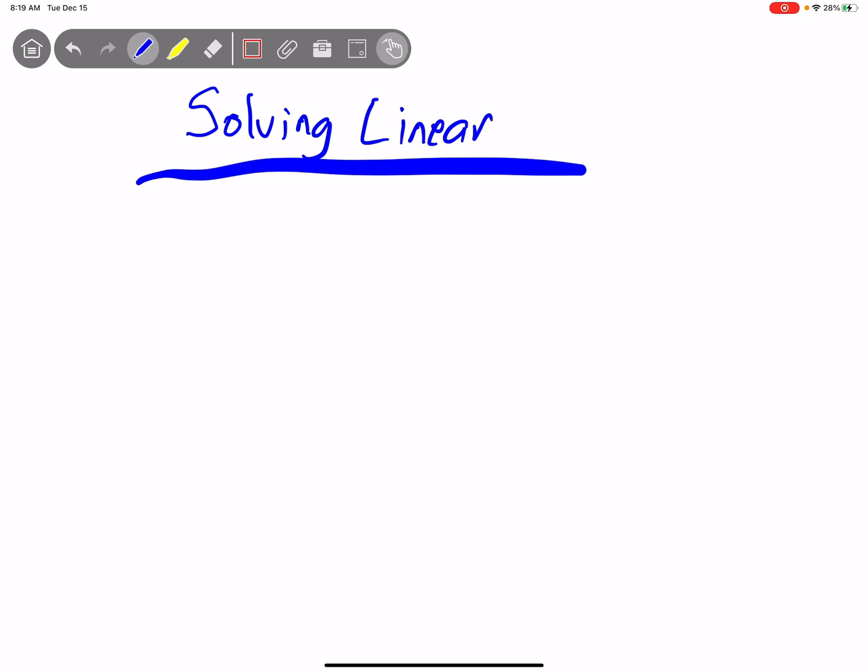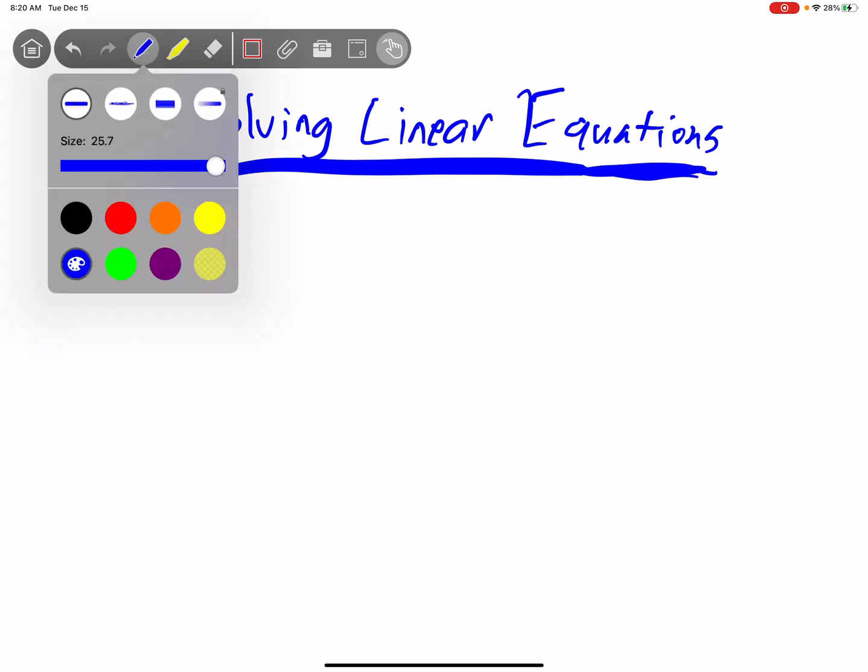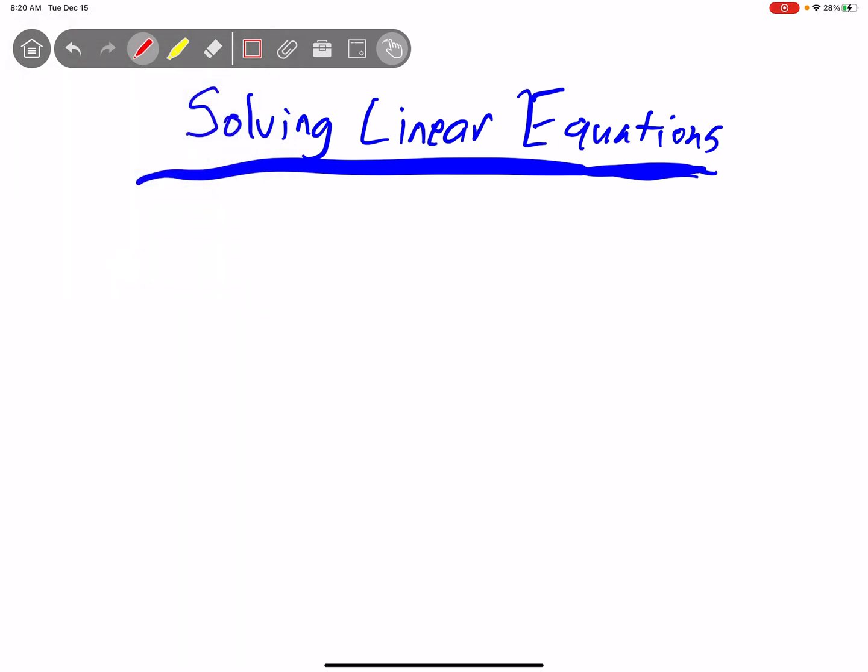So today we're going to be talking about solving linear equations. And we've already done a little bit of this year, but we're going to get into it much deeper. Let's complete everything. Solving linear equations. So you guys have seen one-step equations such as this.